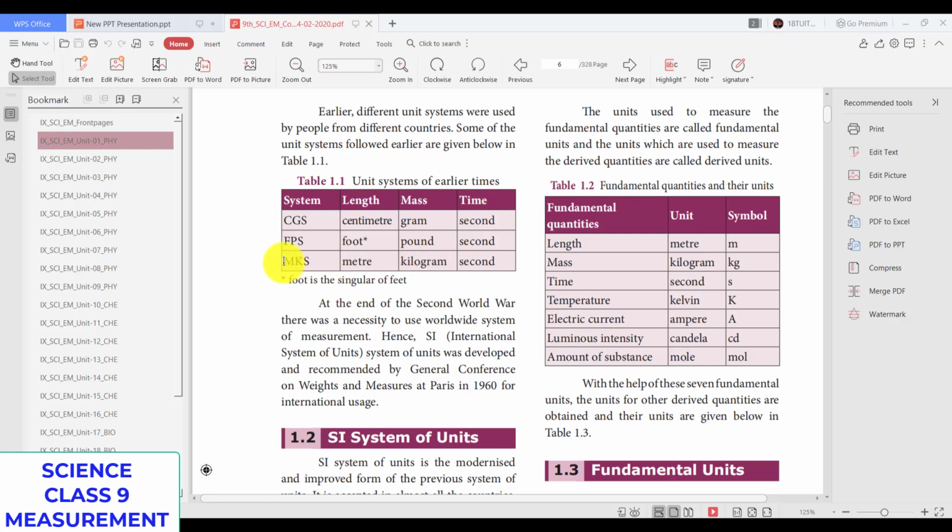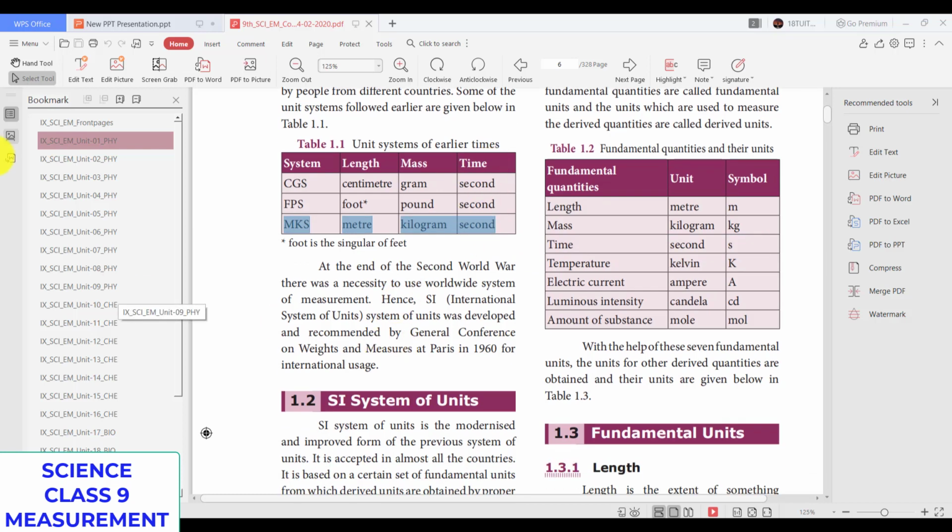Now what system of units are we using? This is the MKS system, that is meter, kilogram and second. For measuring length, you have to use meter. For measuring mass, you have to use kilogram, and for measuring time, you have to use second. Okay. Now, coming to the SI system, SI means International System of Units.